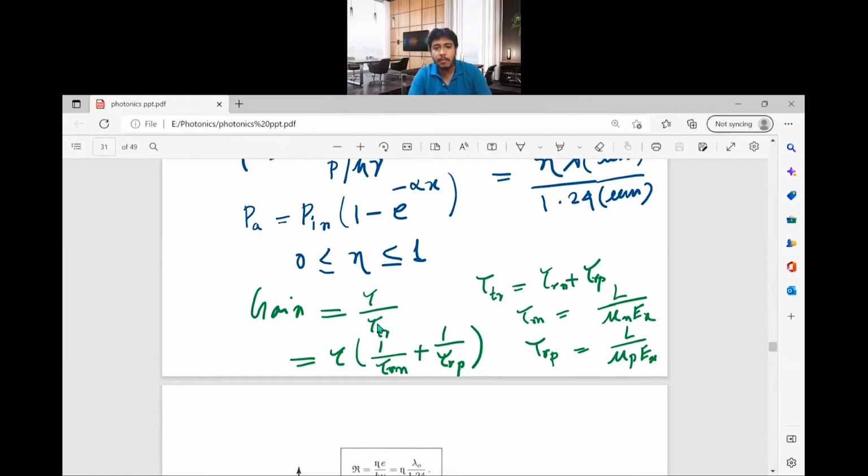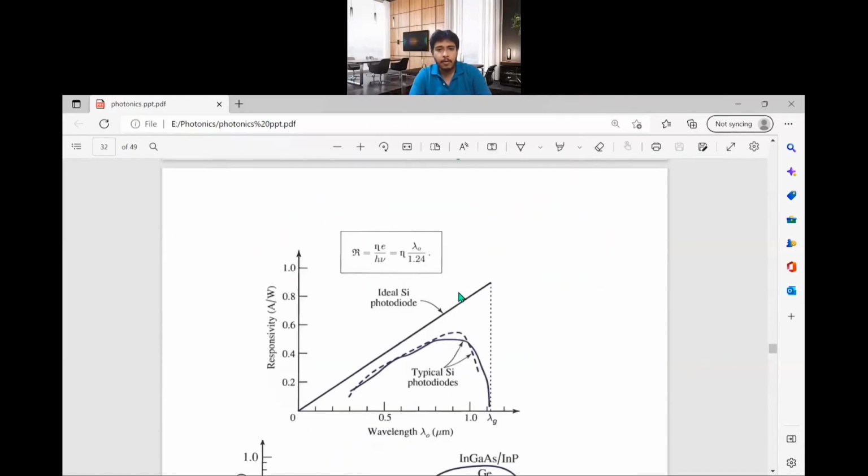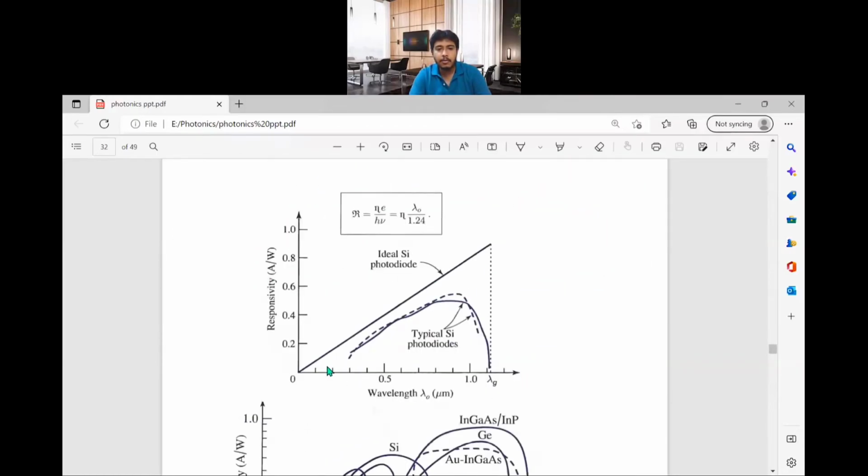Okay, so your transit time will become large, so gain will be less. And if the transit time becomes large, you will also get a slow response. So if you plot the responsivity against the wavelength, theoretically it should be a straight line, but you will not get a straight line. You will get this type of curve.